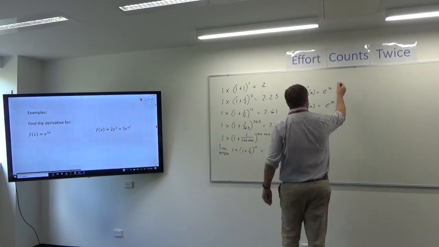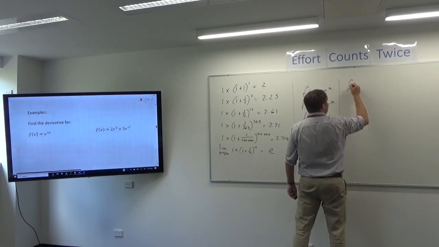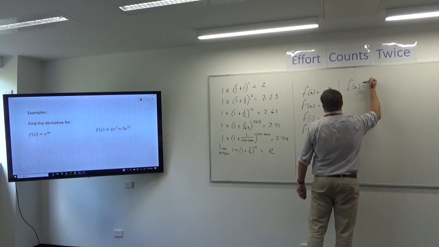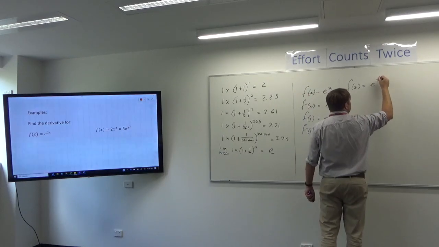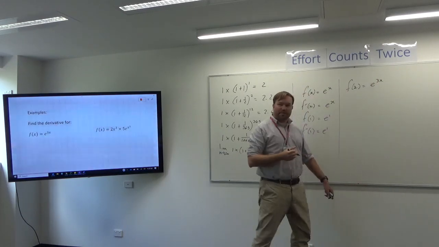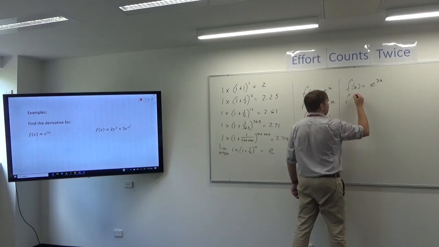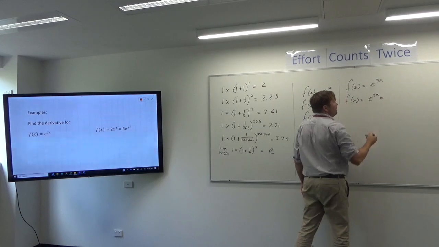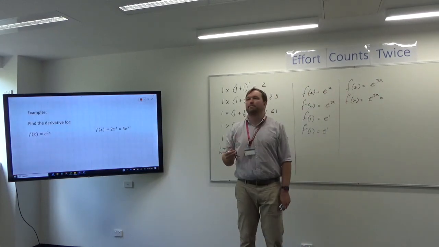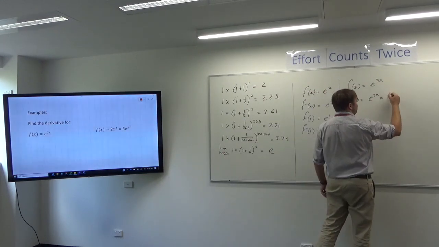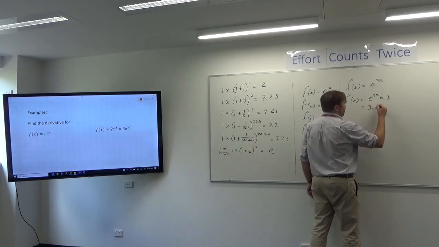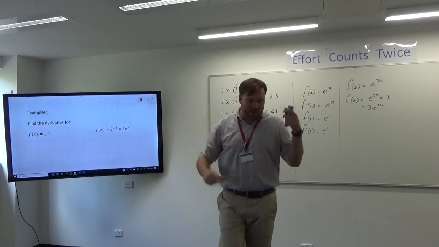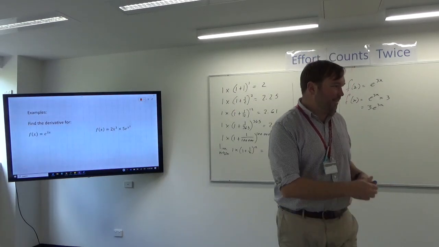So, if we're looking at f of x equals, well no, I've gone too far, e to the 3x, the derivative of that is itself multiplied by the derivative of the power. In this case here, the derivative of the power is 3. And we will just write that as 3e to the 3x. And there should be a little gap halfway down your page to write that one on.